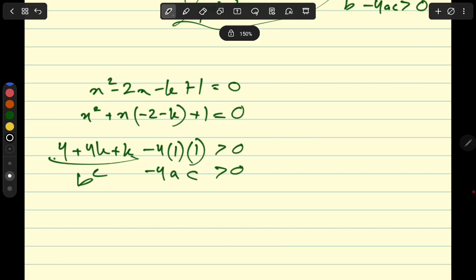Now, what is this going to give me? This is minus 4, this is plus 4, so this is going to get cancelled. So k plus 4k is greater than 0. So this is 5k is greater than 0. Is it? No. This was a k squared, right? So this is k squared plus 4k. So I will take k common. So this is k times k plus 4 is greater than 0.